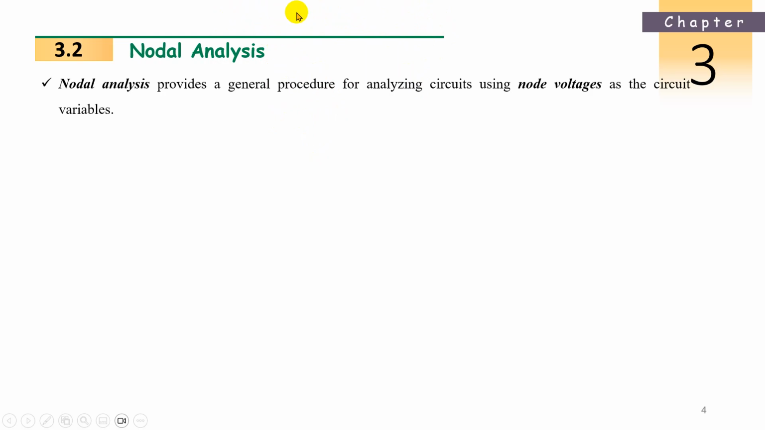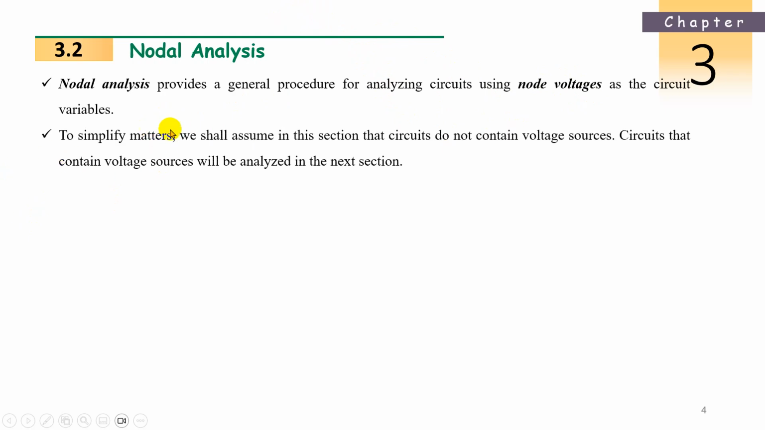Rearrange that equation with Ohm's law in terms of voltage. That's why we call them node voltages. Once you have the node voltages as variables, you solve the equations and get the voltages, then resubstitute into the current equations, and you will get the currents also.